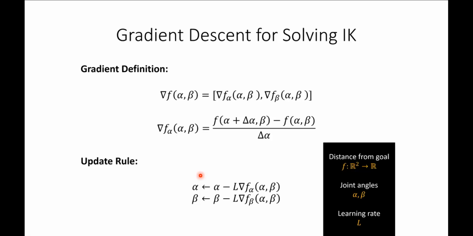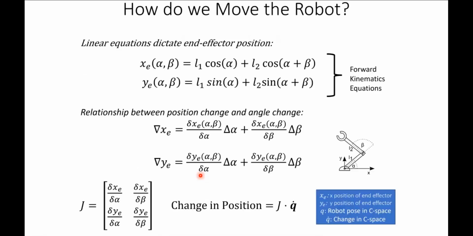Okay, let's relate this back to our actual two-link robot arm. We have an equation for the forward kinematics, and we're going to want some kind of model that tells us, if I move my alpha motor and my beta motor in a certain way, what is that going to do to the X position and the Y position of the hand at the end of it? So we can set it up pretty much the same way here.